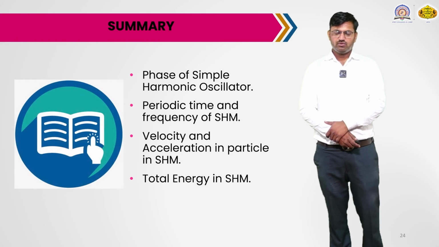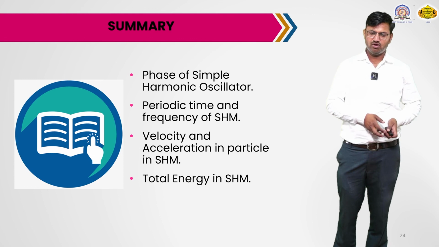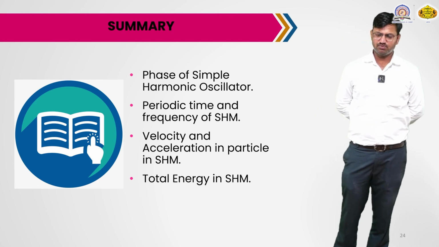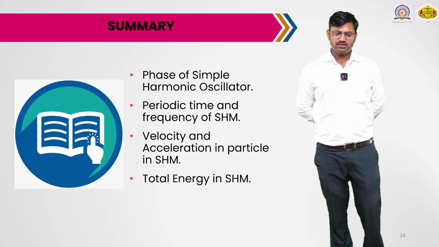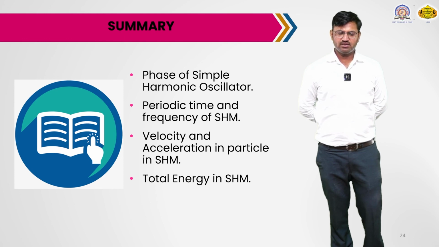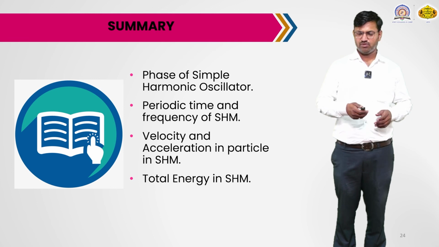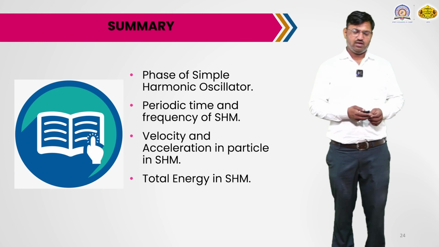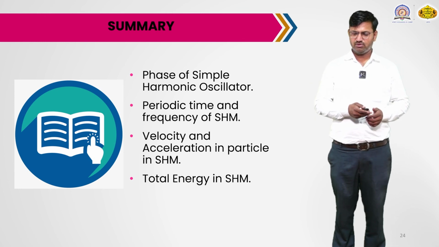Summary. In this session we have discussed the phase of simple harmonic oscillators. Next, periodic time and frequency of simple harmonic motion. Then velocity and acceleration of a particle in simple harmonic motion, and lastly total energy in simple harmonic motion. And in the last topic we discussed the kinetic energy, potential energy and total energy at different positions of the particle.